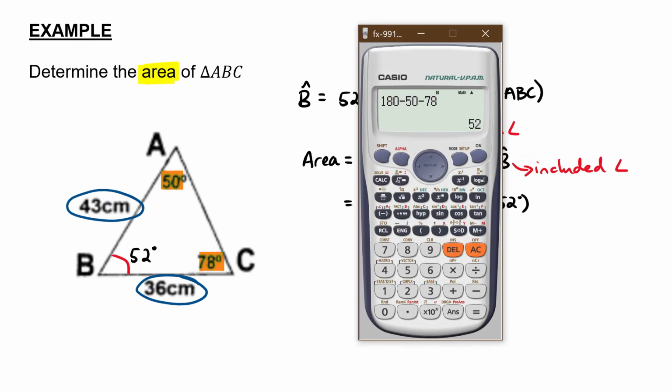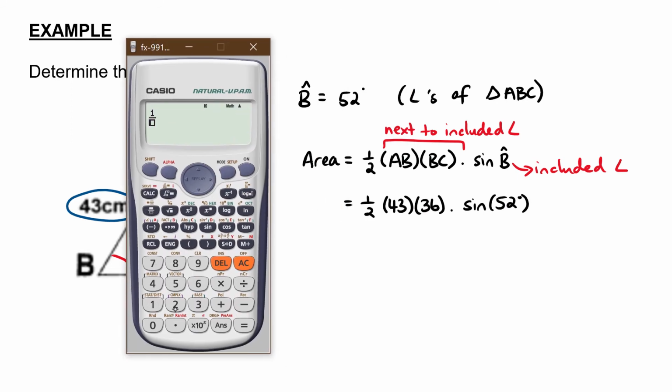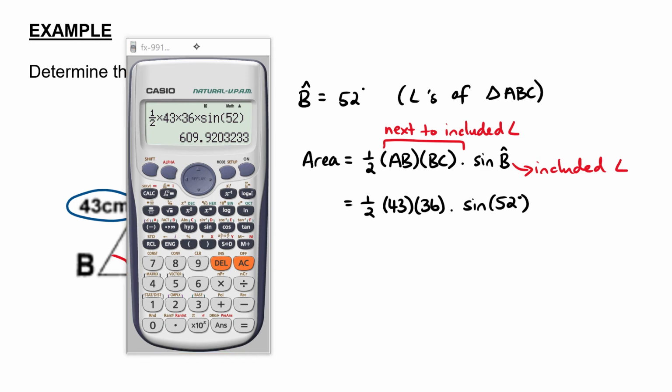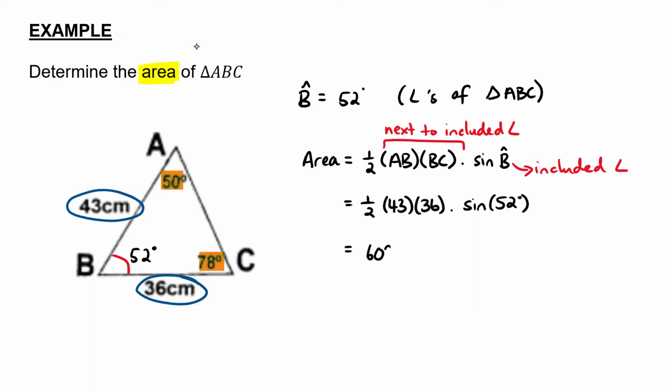And let's plug that in the calculator. So it's a half times by 43 times 36 times sine of 52. And that gives us 609,92. The units are given to us in centimeters, so that means the area will be in centimeters squared. Because for an area, the units are always squared.